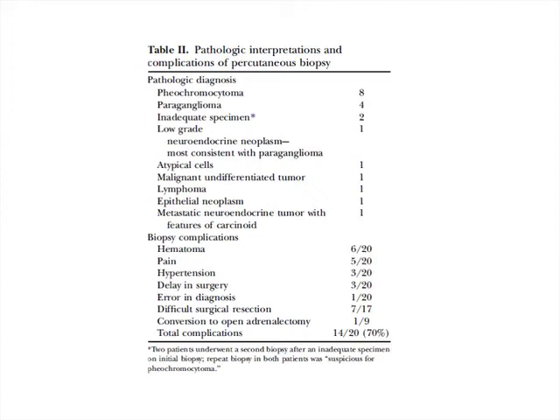And their biopsy complications were hematoma in 6 out of 20, and they say that's not trivial because it does affect the surgical management. It hurt. There were 3 hypertensive cases, 3 delays to surgery, 1 error in diagnosis. What they term difficult surgical resection, which was often related to hemorrhage in the mass, and one person needing conversion to open adrenalectomy. They felt this was in about 70%. They said their bias when they looked at this was that biopsy of the mass rarely changes one's surgical management, based on the presentation, the imaging phenotype, and the biochemical studies if you have them. Patients received the same surgical management they would have without it, and they felt this reinforced their bias that there was no change in management from having done the biopsy.